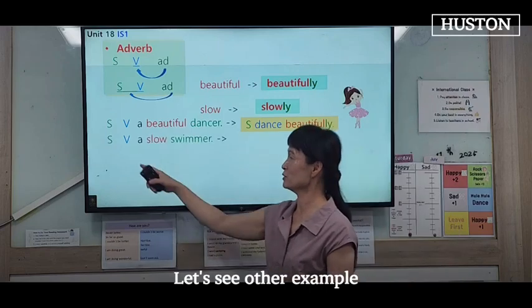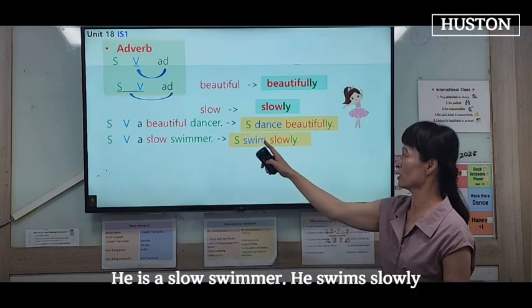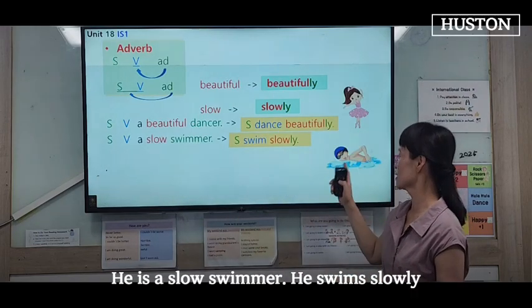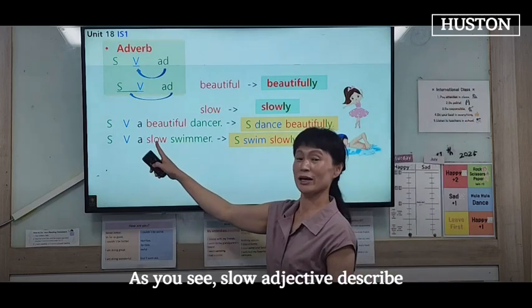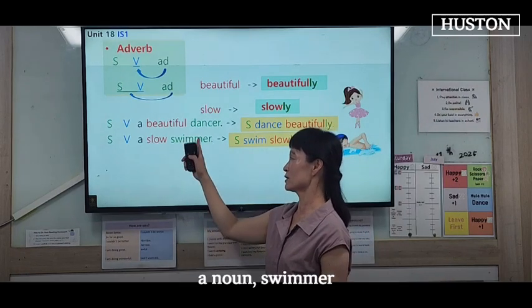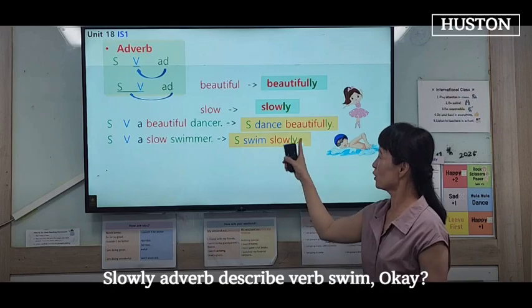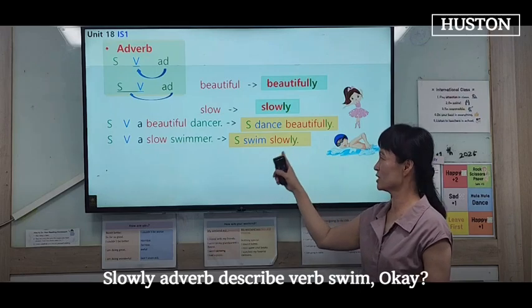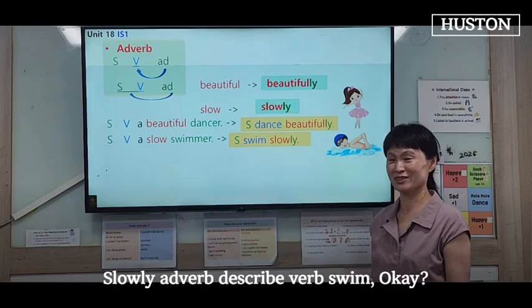Let's see another example. He is a slow swimmer. He swims slowly. As you see, the adjective slow describes a noun, swimmer. The adverb slowly describes the verb, swim.